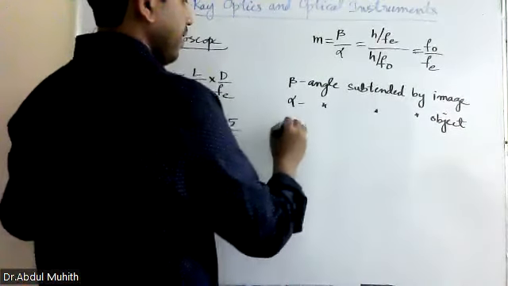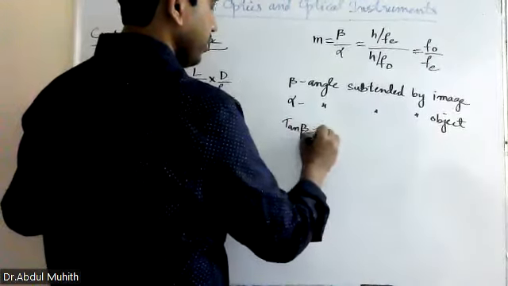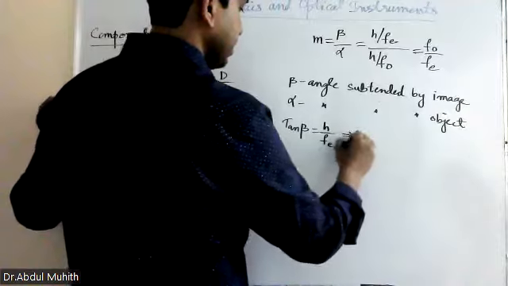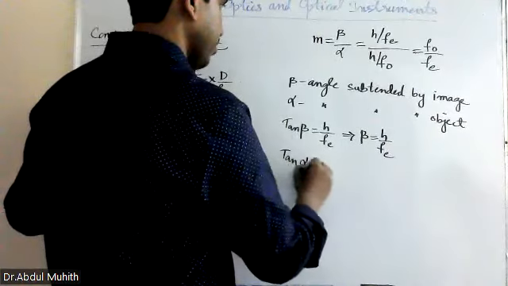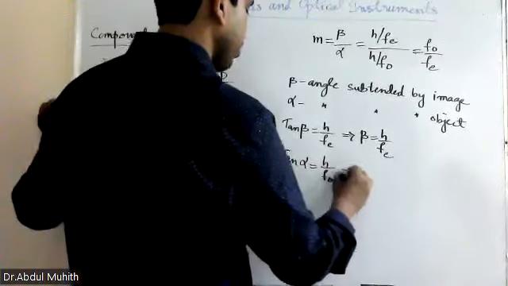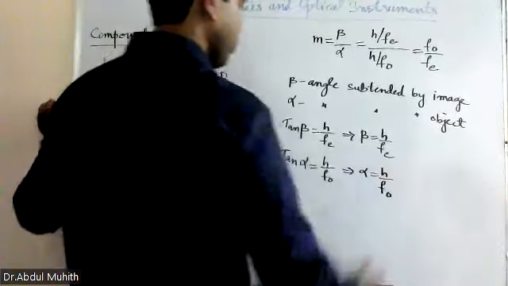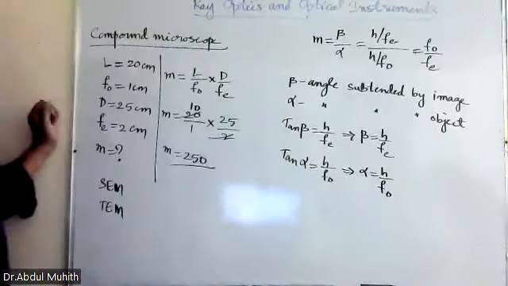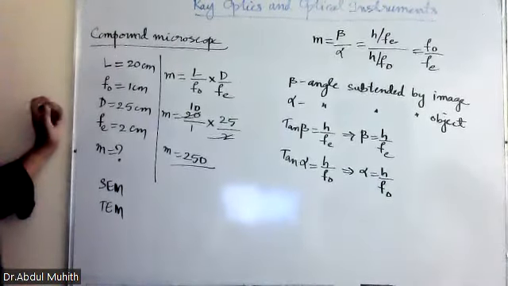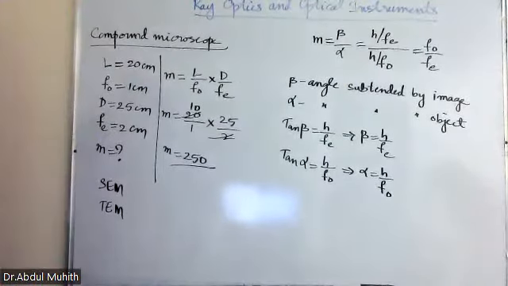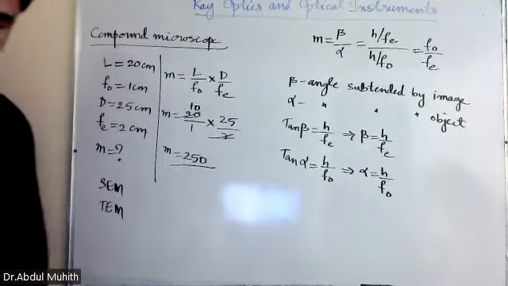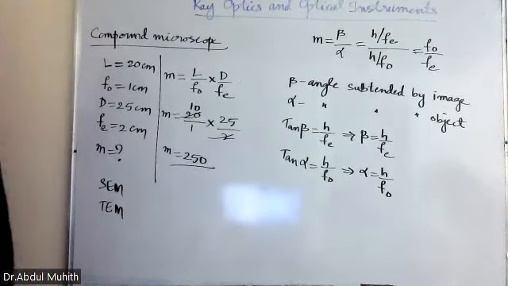So what will happen now? Tan beta is equal to H by Fe, which implies beta is equal to H by Fe, and tan alpha is equal to H by Fo, so alpha is equal to H by Fo. Divide one over the other and we will get that value. That is how it is written. Now please copy this quickly, then we'll go to the last one, the Cassegrain telescope, the reflecting telescope. That will be the last topic of this lesson. After that, I'll write all the formulas.